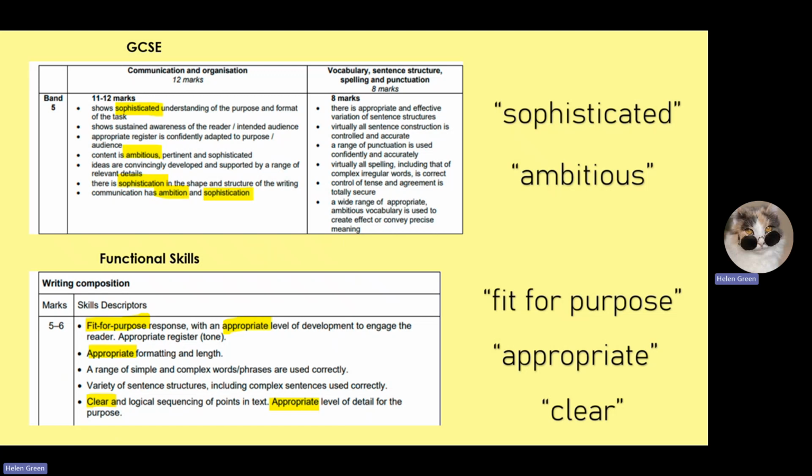As you can see here, the GCSE mark scheme at the top is wanting things like, is it ambitious? Is it sophisticated? Whereas functional skills is using terms like fit for purpose, appropriate, and clear.